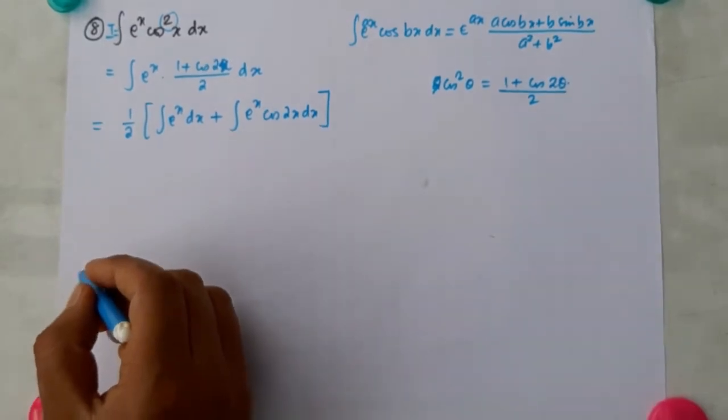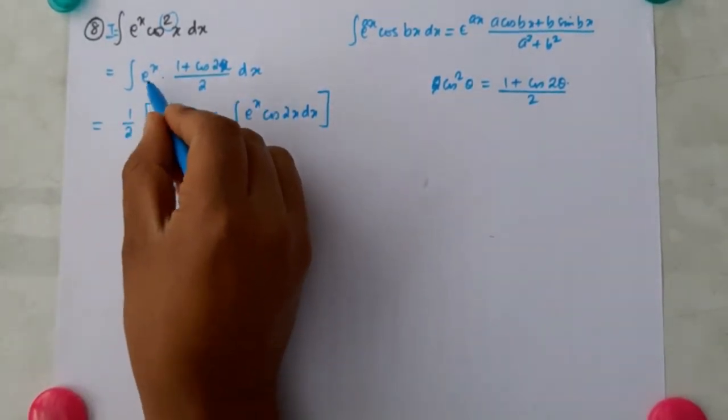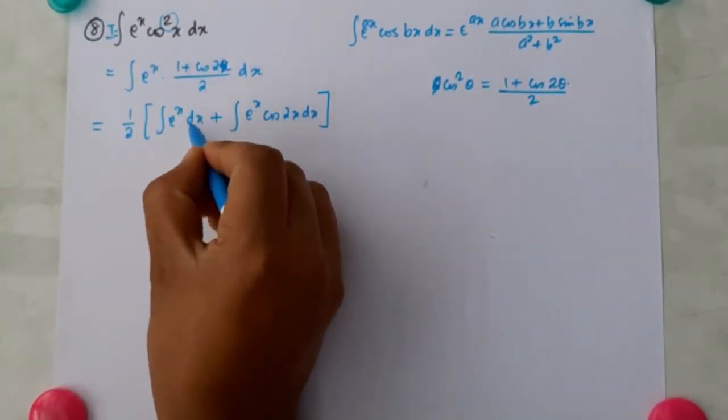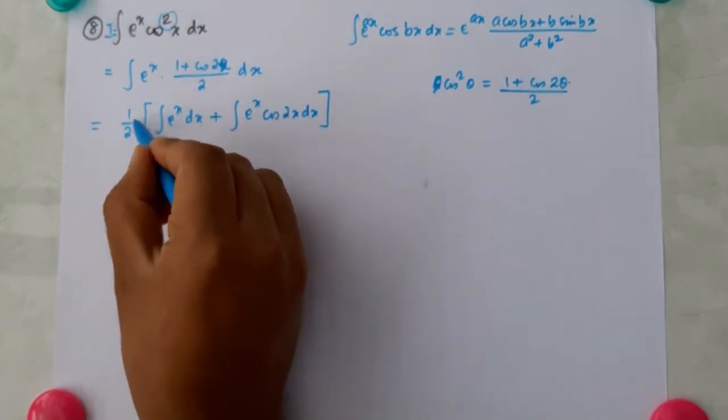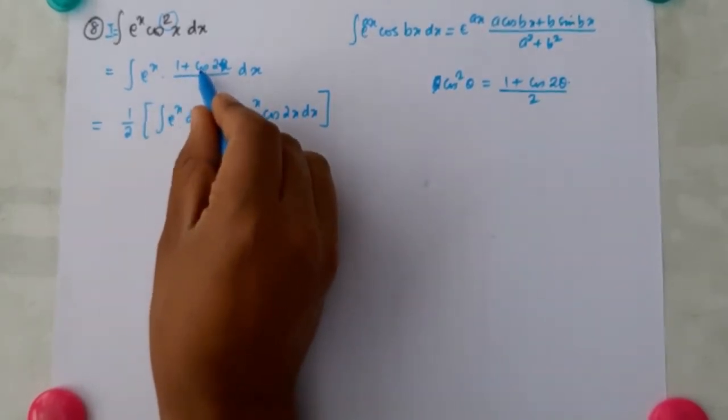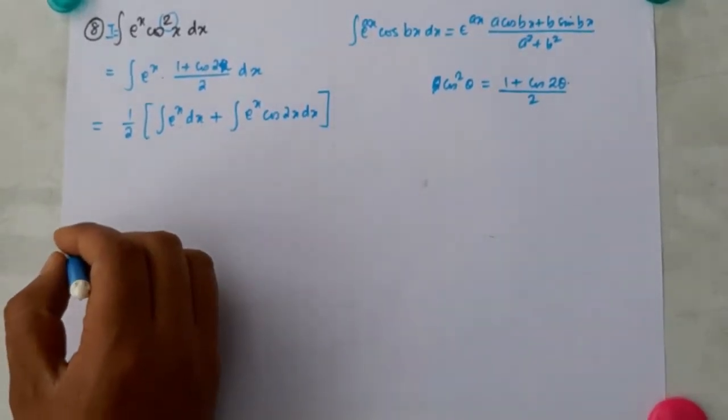Please check it, isn't it? Because this half is outside, so e to the power x into 1 is e to the power x dx. This half is again outside only, so we have e to the power x cos 2x dx.